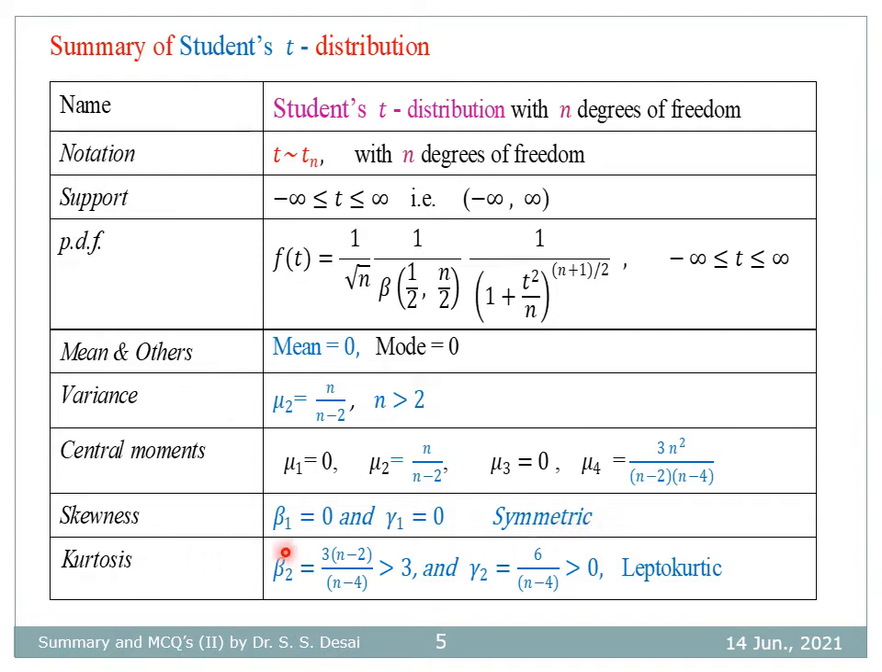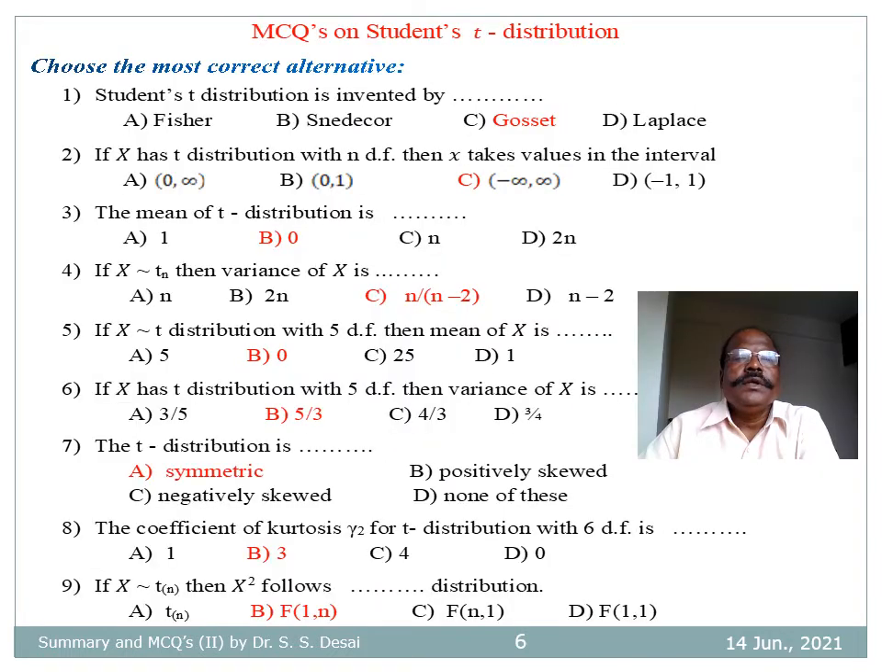The coefficient of kurtosis beta 2 is equal to 3 times n minus 2 divided by n minus 4. So this is greater than 3, and therefore the T distribution is leptokurtic. So these are some of the MCQs based on Student's T distribution. The correct alternatives, that is correct answers, are given in red color.